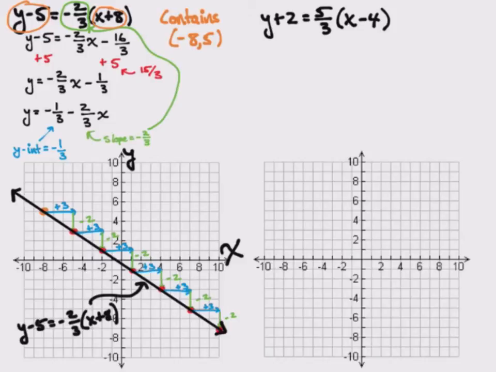And I'll tell you now, if you try to put this in the slope-intercept form, the y-intercept is going to be a fraction and it's going to require you to eyeball. So why don't you try graphing this using the fact that this equation is already in point-slope form.